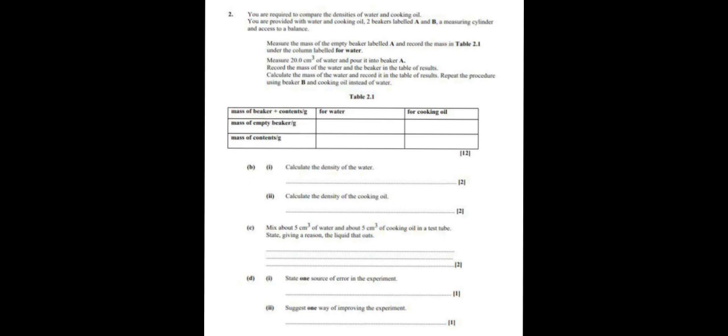Make sure you measure accurately the mass of the empty beaker and the mass of the contents, for water and cooking oil. You can calculate density by saying mass over volume. An error that can be made is parallax error. To improve this, you should zero the balance or read the volume of water or cooking oil from a flat surface.